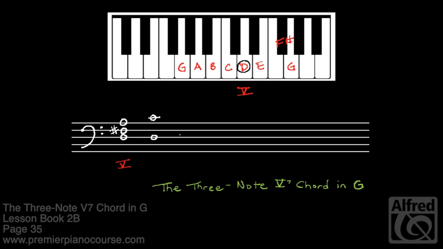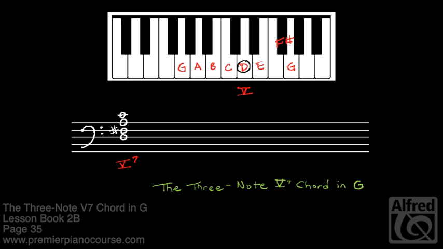Now, here is the 5 chord again, and then I'm going to add that fourth note, C. So a 5 chord plus a 7th equals a 5-7 chord.